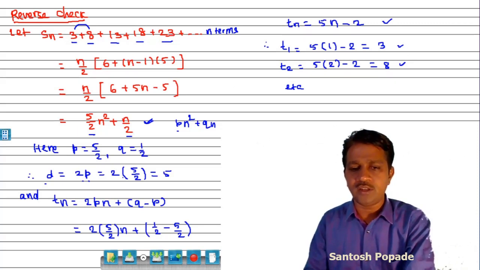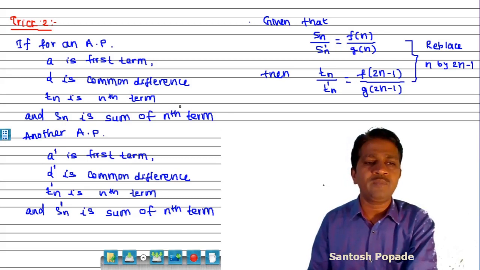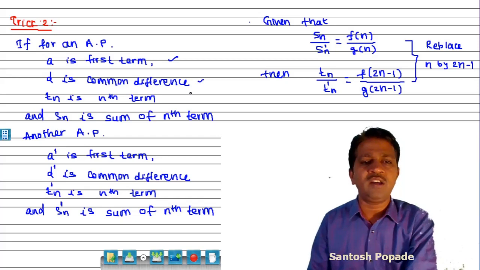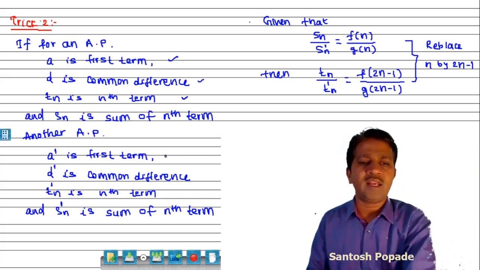Let us move further to the second trick. It is a very easy trick. Again, it is for an AP. There are two APs now. The first AP is such that A is the first term, D is the common difference, and Tn is the nth term. And another AP is there: A dash is the first term, D dash is the common difference, and Tn dash is the nth term.